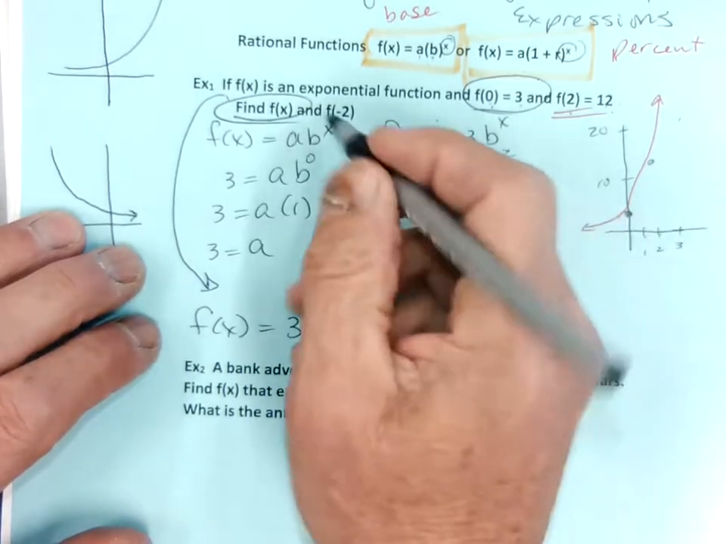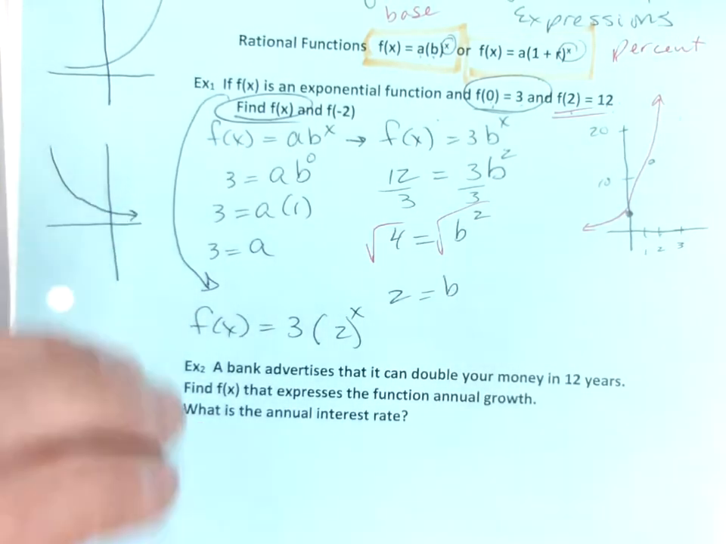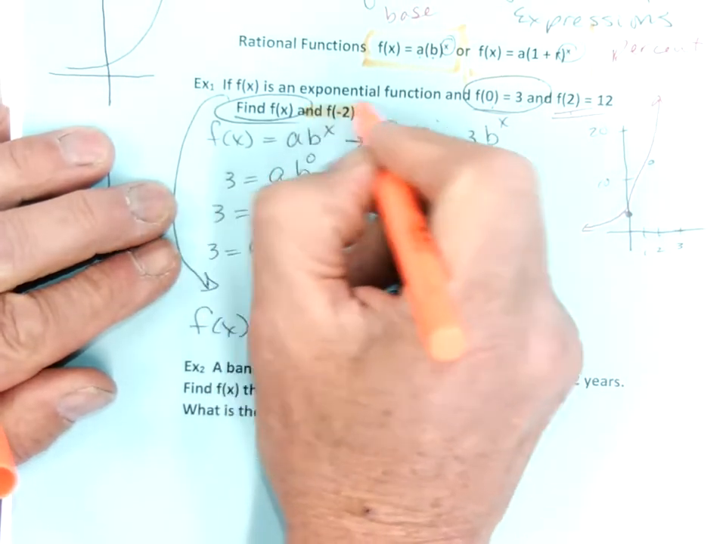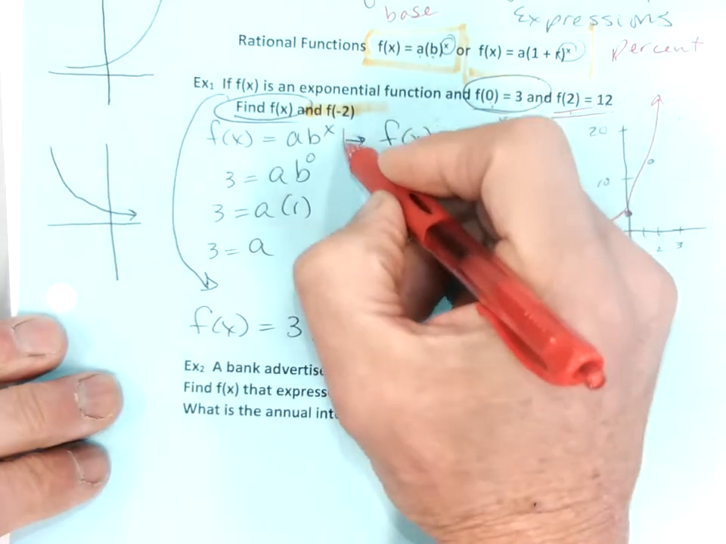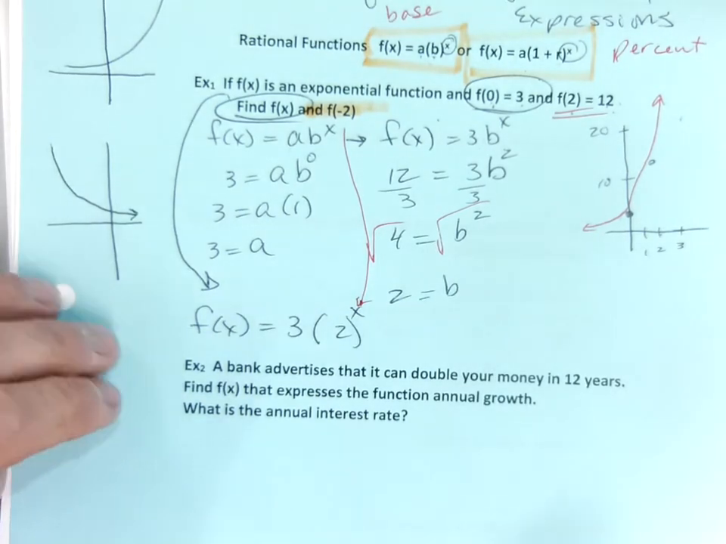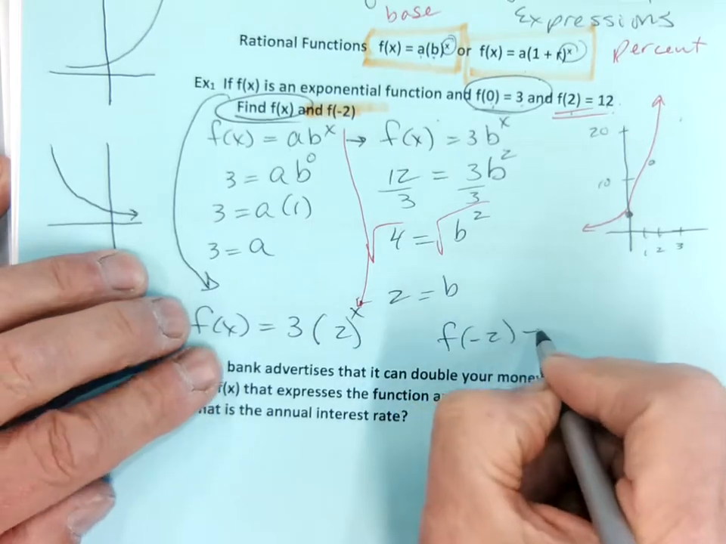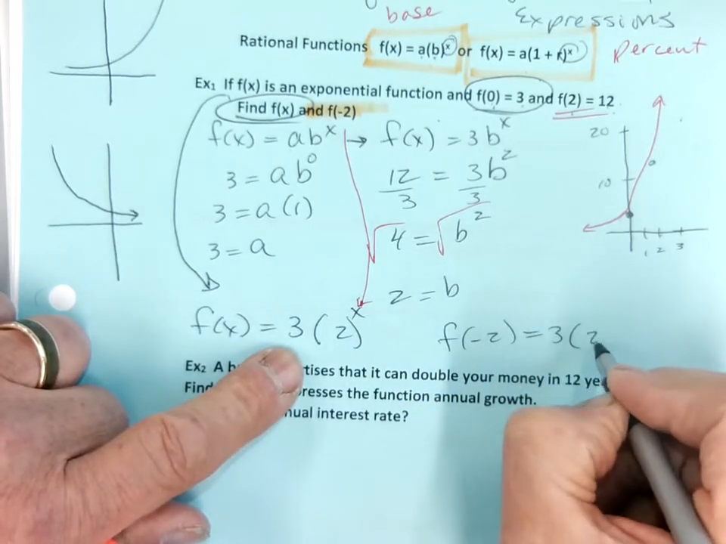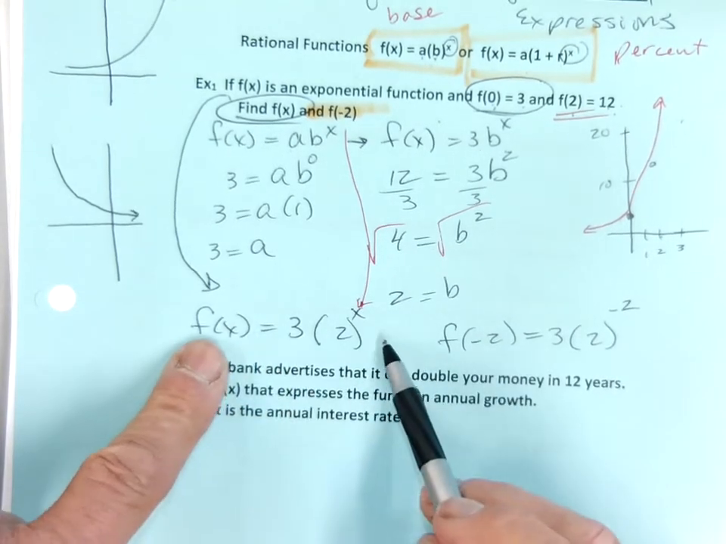Now, let's take a look. There's a second piece of this. The second piece is we want to also find f of negative 2. Well, now we can do it. To find f of negative 2, let's just plug negative 2 in for x. So let's say, okay, I want f of negative 2. f of negative 2 is equal to 3 times 2 to the negative 2. So I plugged negative 2 in for x.